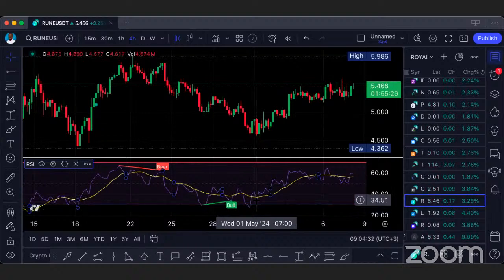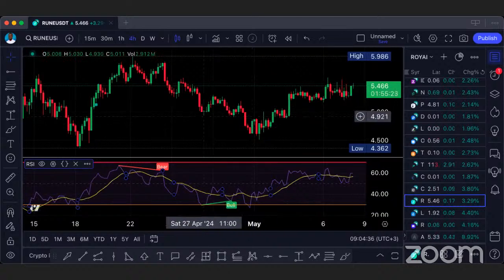Give me one in the chat if I'm clear. You see, the best divergence was here, but it showed you a divergence just here, which was good, but was not the perfect one. Give me one in the chat.